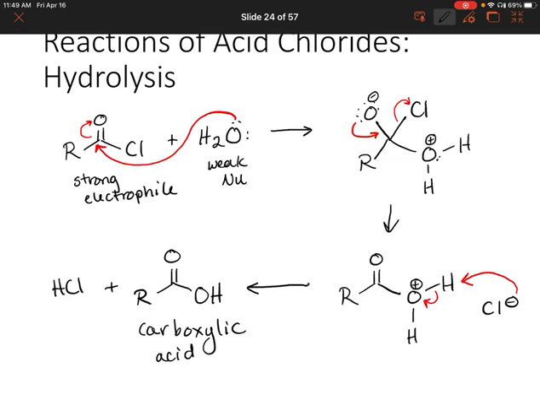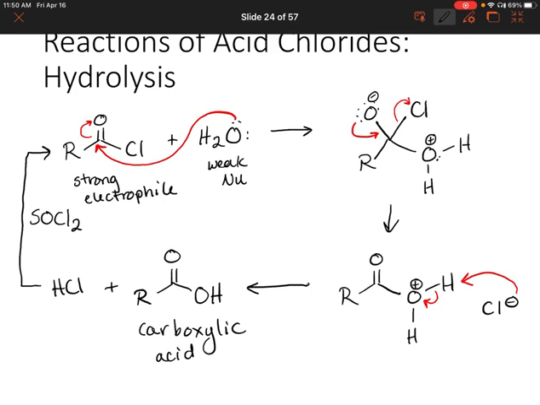Now, again, we could turn that carboxylic acid back into an acid chloride by adding thionyl chloride. So maybe you actually have some acid chloride in the lab and you need a carboxylic acid. This is one way that you could turn that acid chloride into a carboxylic acid.